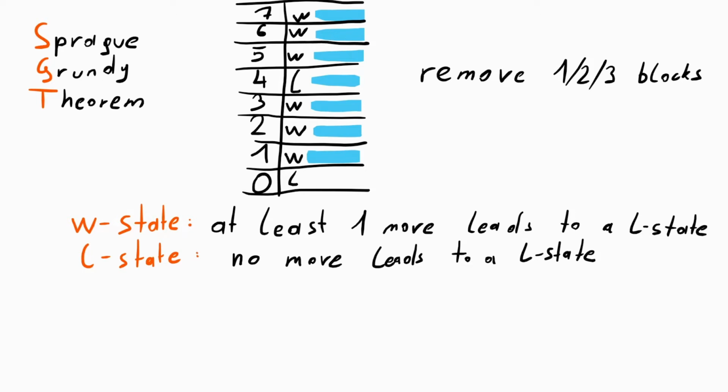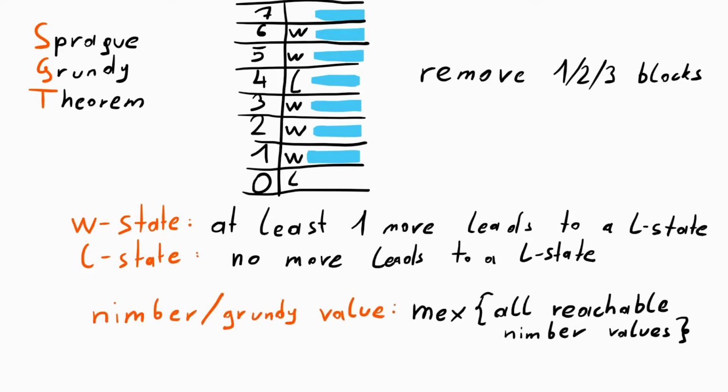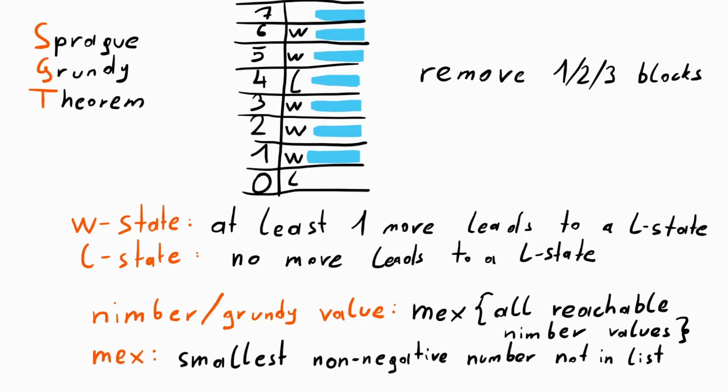Now I want to extend this definition a little bit. For this I define the Grundy values, also called the nimbers. The nimber is defined as the mex of all reachable nimber values. So we try out every move, take the nimber values of those states and compute the mex. Be careful, this is not the maximal number in the list, this is the mex, which stands for minimal exclusion. The mex is the smallest non-negative number which is not in the list.